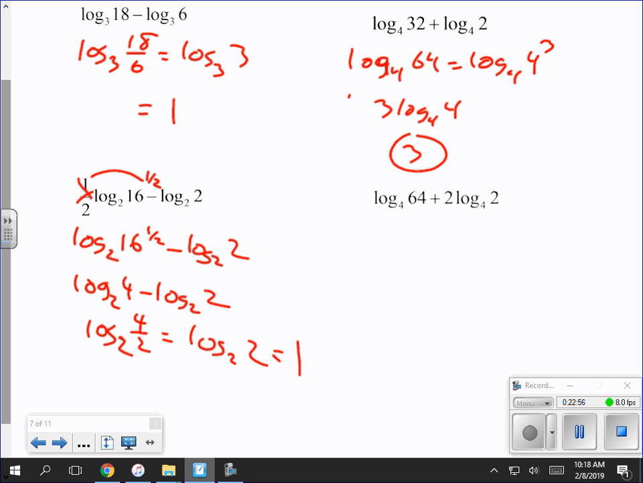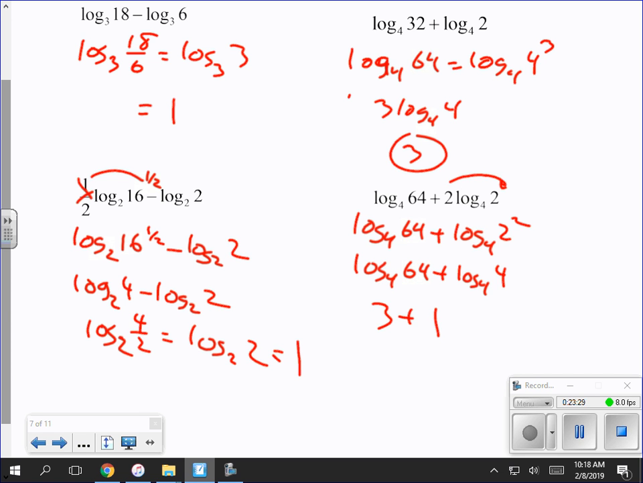This one, bring your power up first. Log base 4 of 64 plus log base 4 of 2 squared, which is log base 4 of 64 plus log base 4 of 4. Now this one I would go ahead and do it now. Because what is the log base 4 of 64? 3, because we just got done doing that problem. So this is 3 plus 1, which gives me 4.